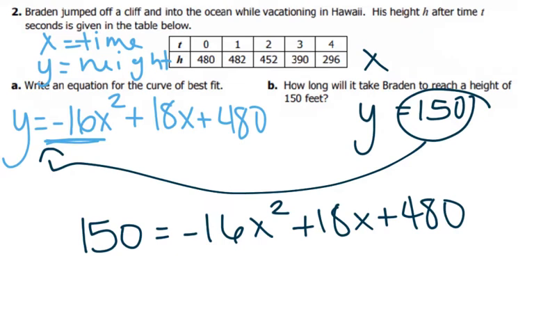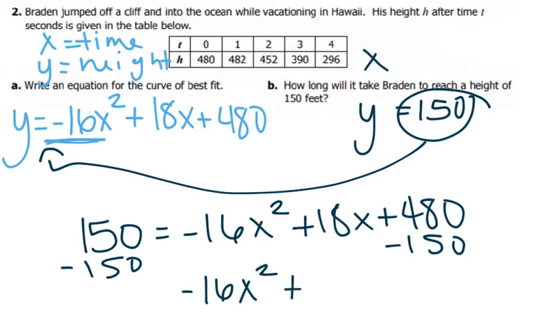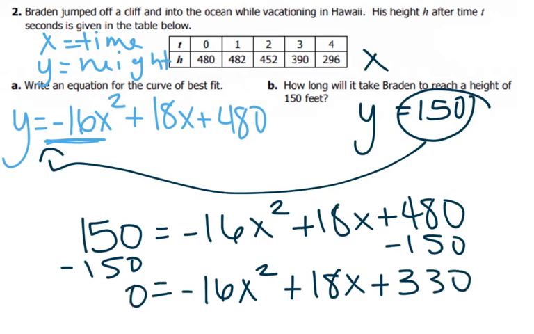Okay, so this is just a quadratic. Quadratics always need to equal 0, so I need to move that 150 over here. So my quadratic is actually going to be negative 16x squared plus 18x plus 330. So now you need to solve this quadratic.